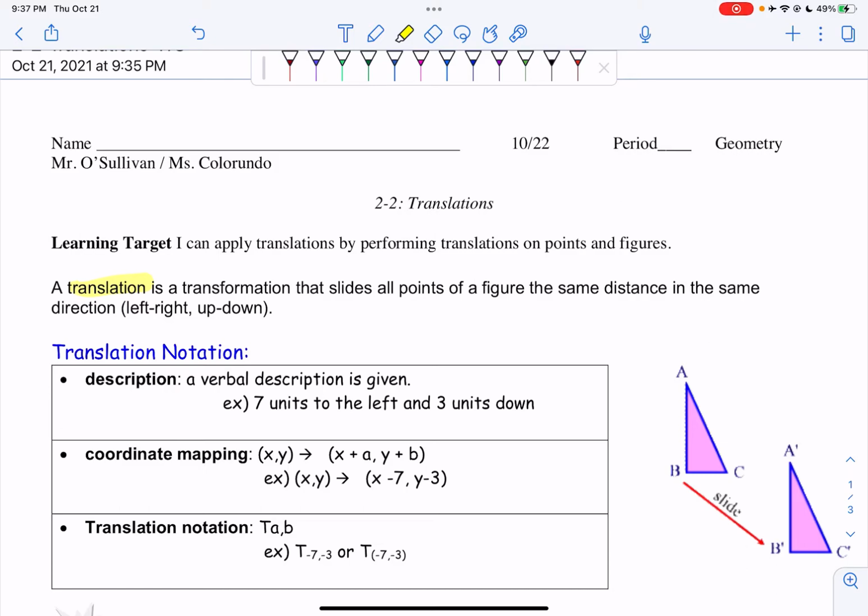Our learning target is I can apply translations by performing translations on points and figures. Let's just go over what a translation is. A translation is a transformation that slides all points of the figure the same distance in the same direction. Your image can go left or right, and it can even go up or down.